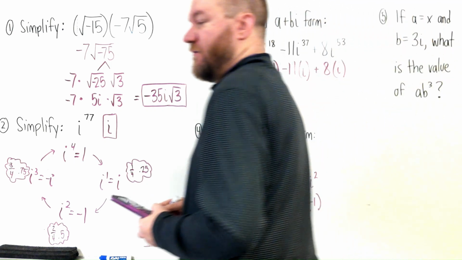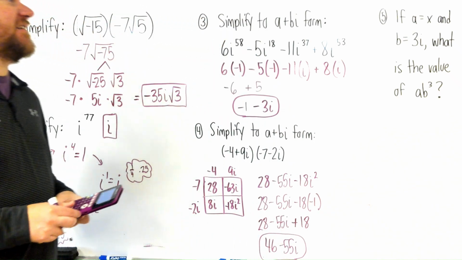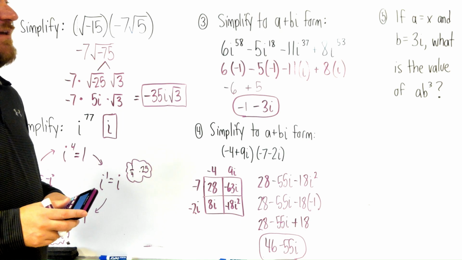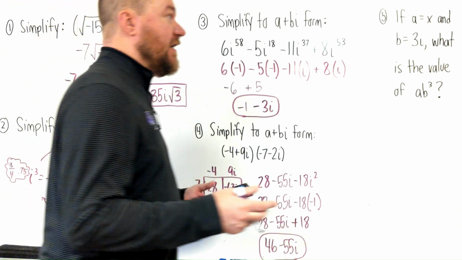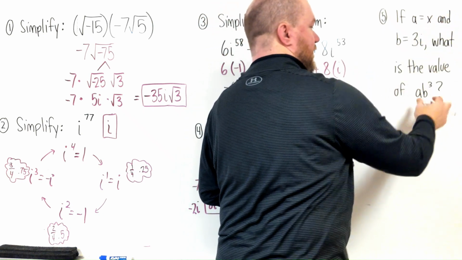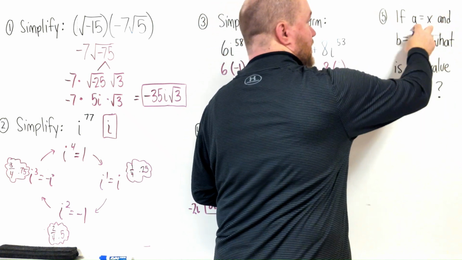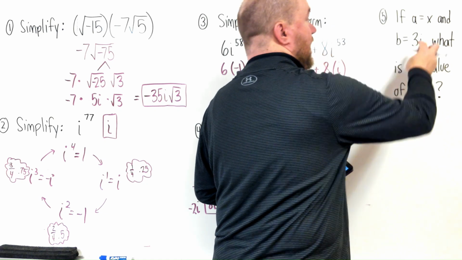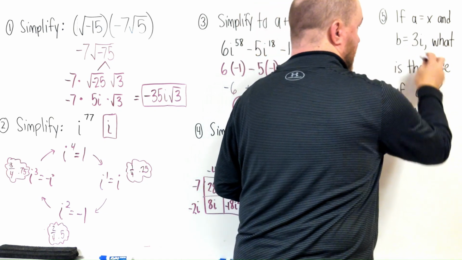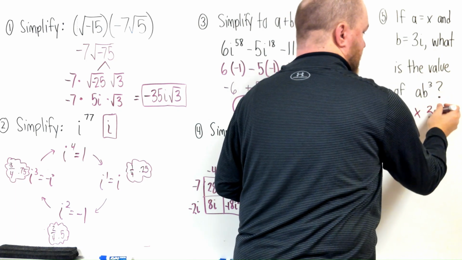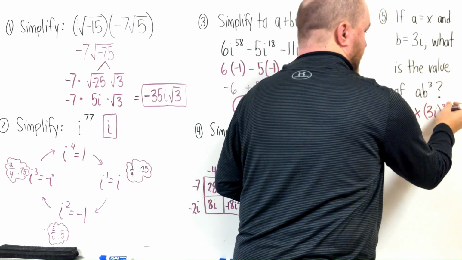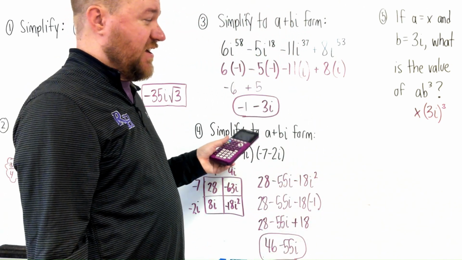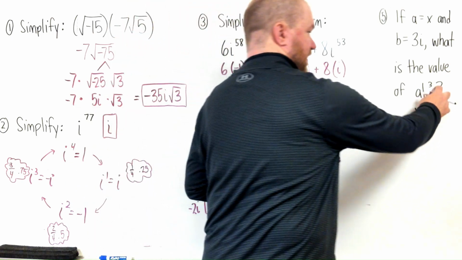And our last question for today, number 5, it says that a equals x and b equals 3i. What is the value of ab to the third? So all they're asking us to do here is plug this stuff into ab to the third. So if a is equal to x, we're going to change a to be x. And b to the third means we need to raise everything right there to the third power. So I'm going to write it with parentheses like that. Notice how the 3 exponent is not touching the x because this exponent was not touching the a.